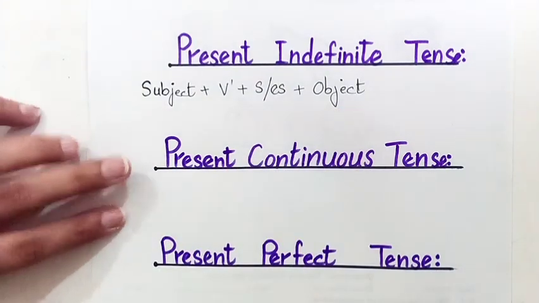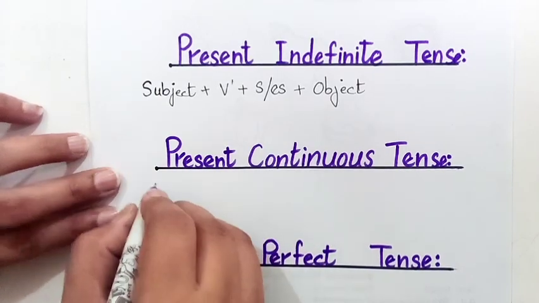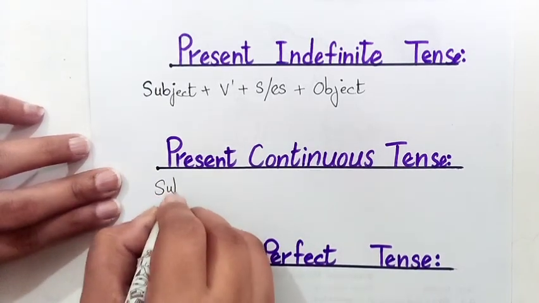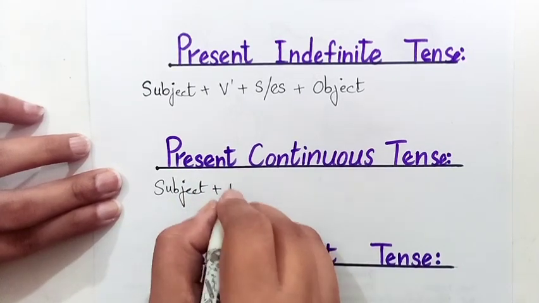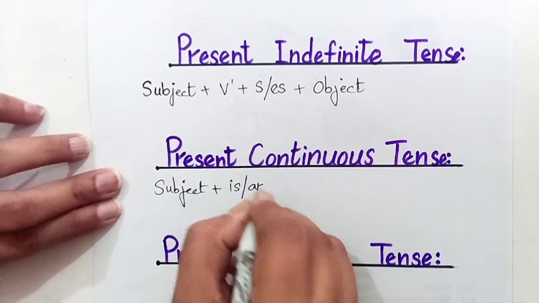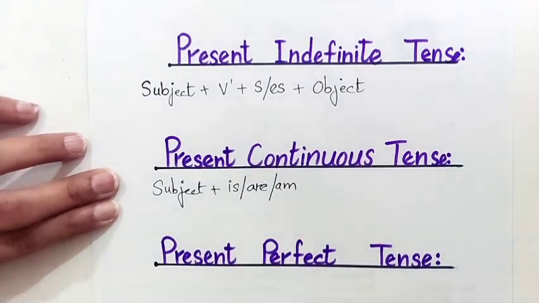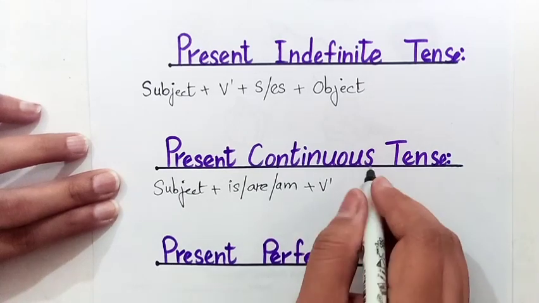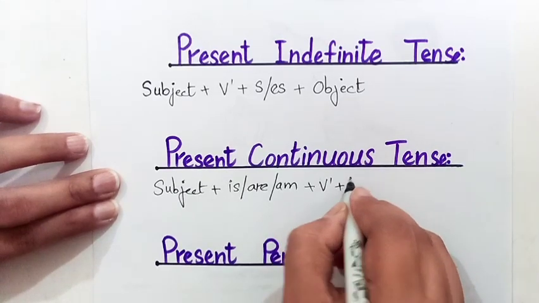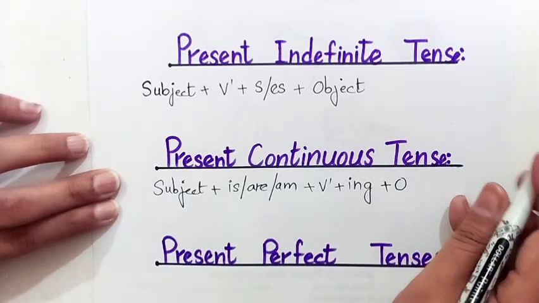Now I will write the formation of present continuous tense. The formation is subject plus is or am. Is or am we use according to our subject, plus V1, that is first form of verb, plus ing plus object.